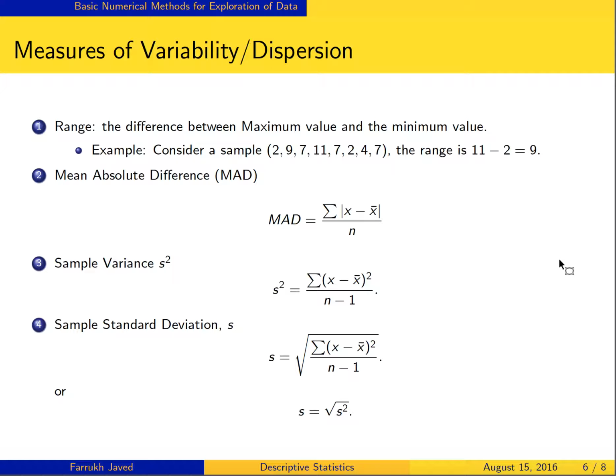For instance, mean absolute difference. This is another measure of dispersion. So what we do here, we subtract each value, x means each value, from its mean, and we take the modulus. And why do we take the modulus? Because we are only interested in positive values, not in the negative values. And then we sum up all the differences from the mean, and then divide by the number of observations. So this measure will give us MAD for that data, the mean absolute difference.